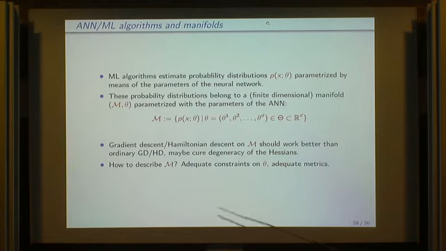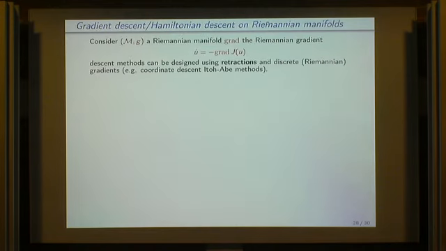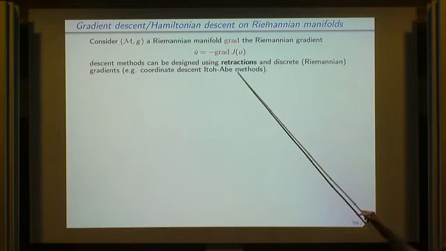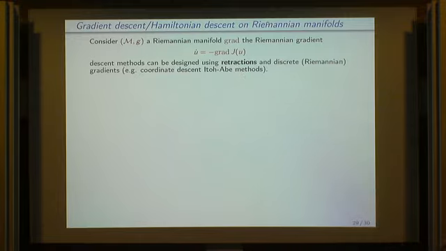So the problem is how to describe this manifold, what are adequate constraints for theta, and what are the adequate metrics. If we had that, then we could use gradient descent on this Riemannian manifold. So if we know how to parameterize the manifold or how to make constraints appropriately, then we could use Riemannian gradient descent on those manifolds.